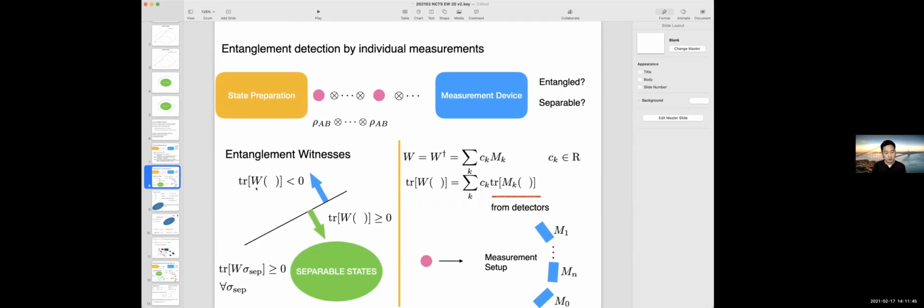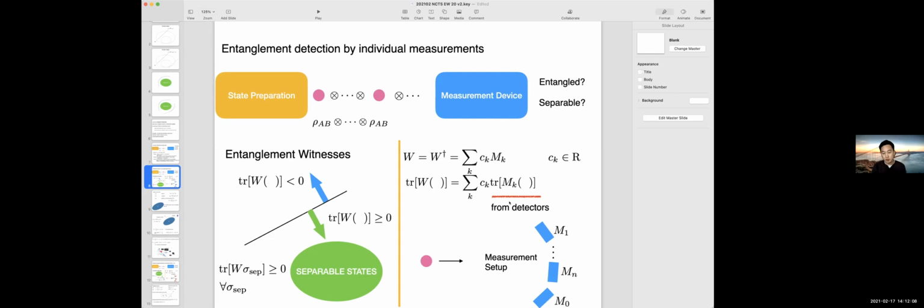And in practice, an entanglement witness is simply an observable, which is a Hermitian operator, a self-adjoint operator. And this can be decomposed in terms of POVM elements like this. So M_k is a POVM element and c_k is a constant, positive or negative, but you can find the c_k from a given entanglement witness here.